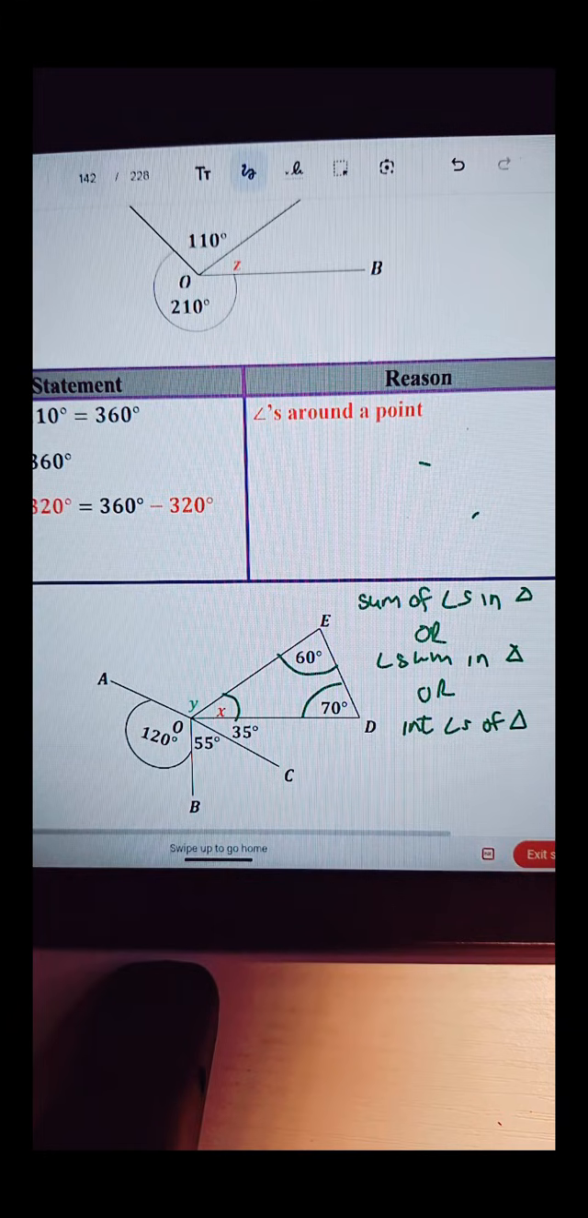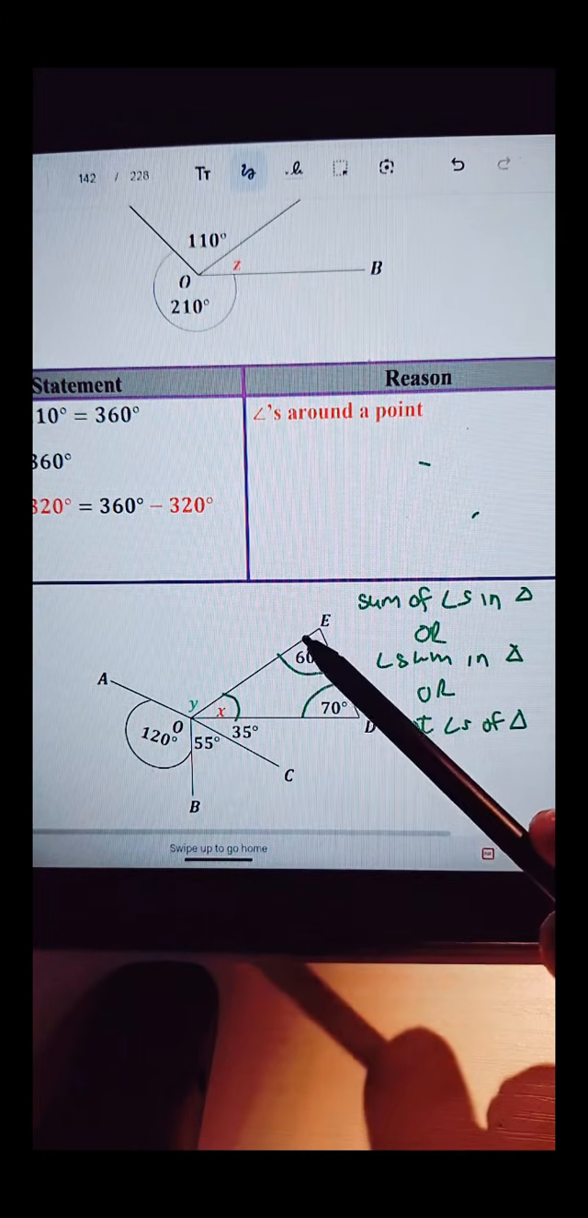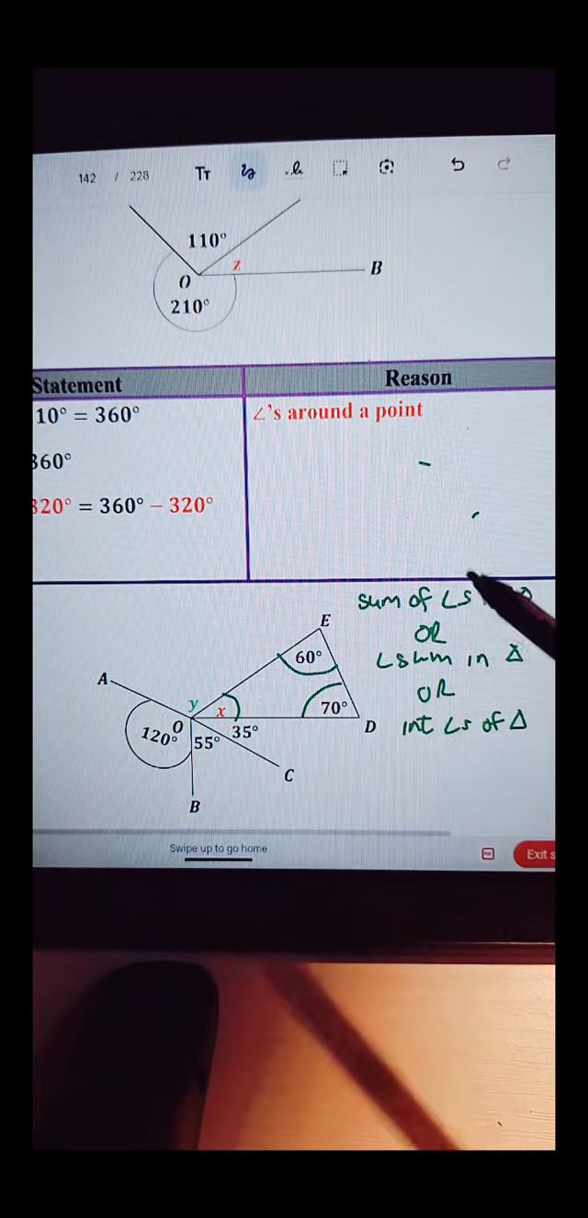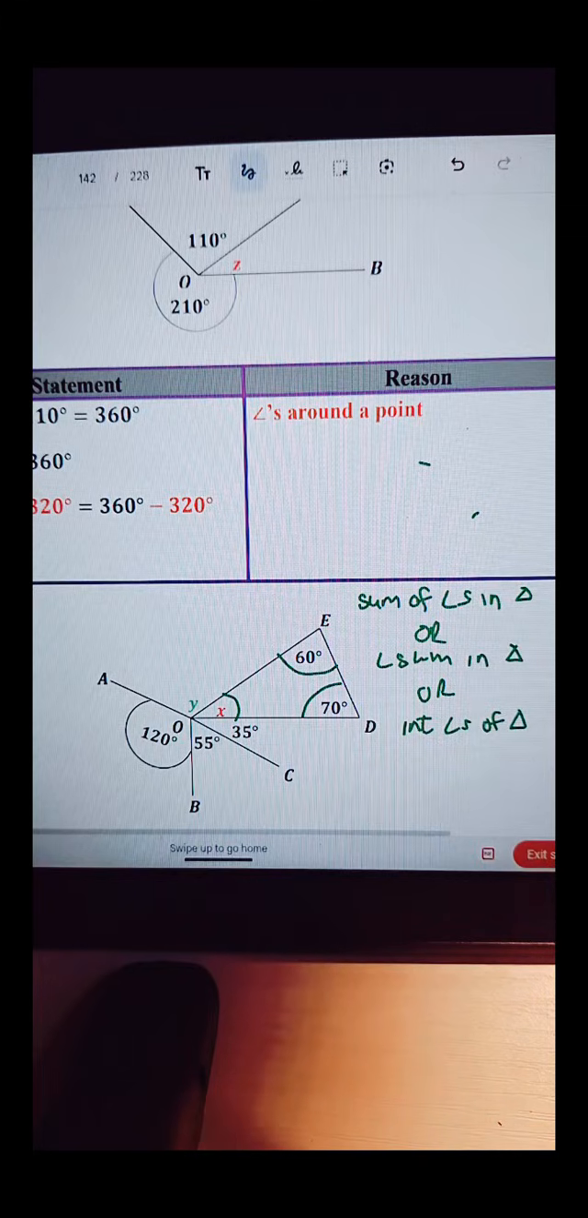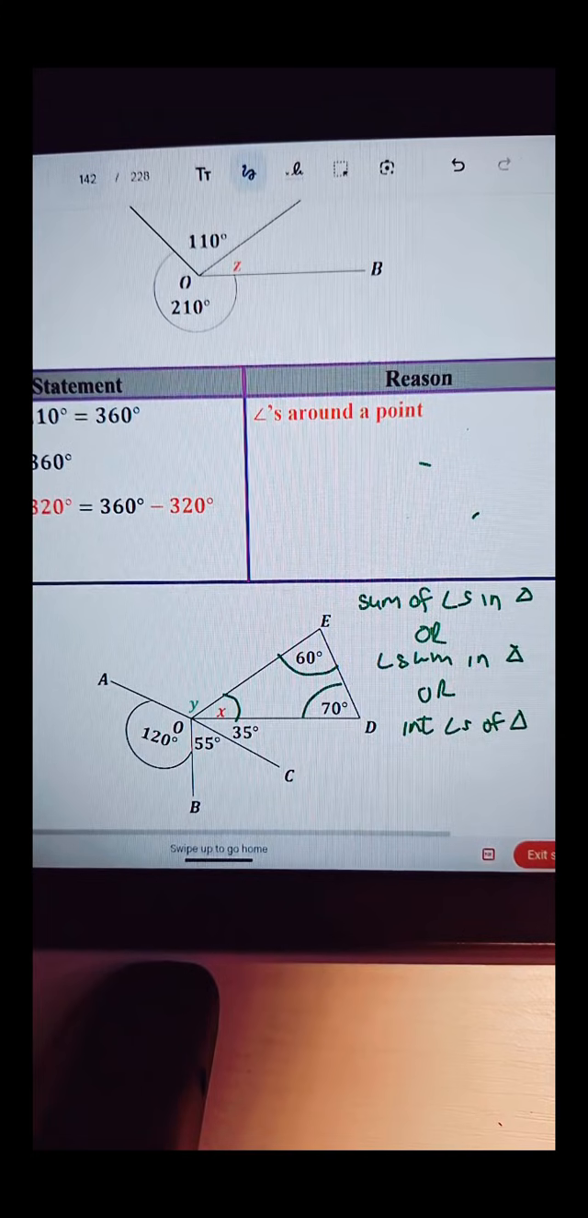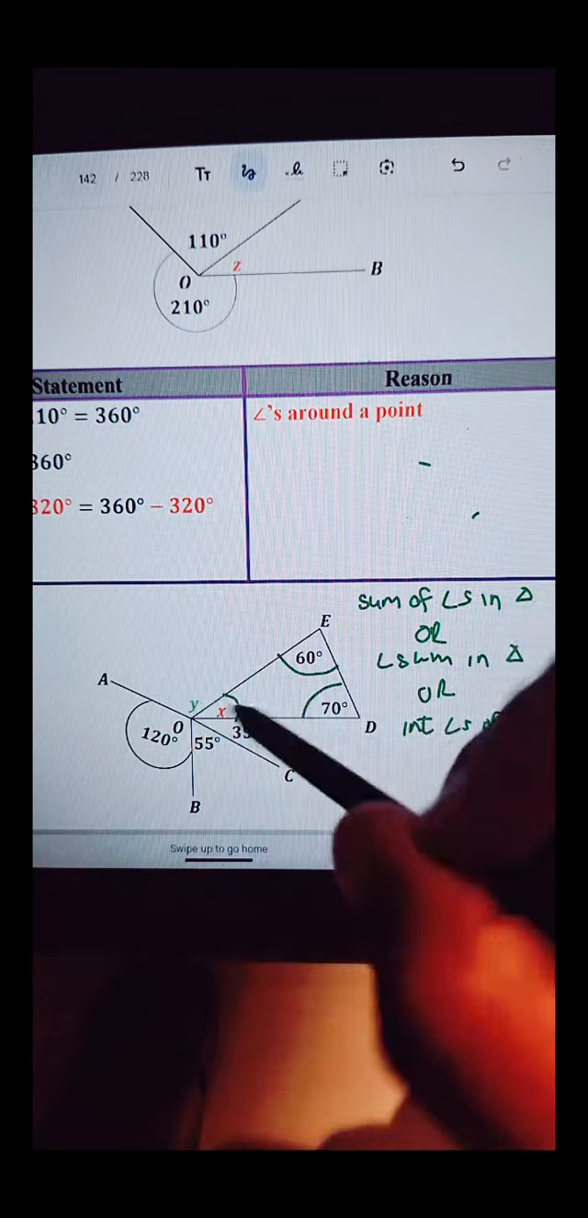Okay. So of course, x plus 60 plus 70 is equal to 180 degrees. Sum of angles in a triangle, 100%. Good. All right. Then you get an answer for x, which is 50, right? Because 180 minus 130 gives you 50 degrees. So this will be 50.